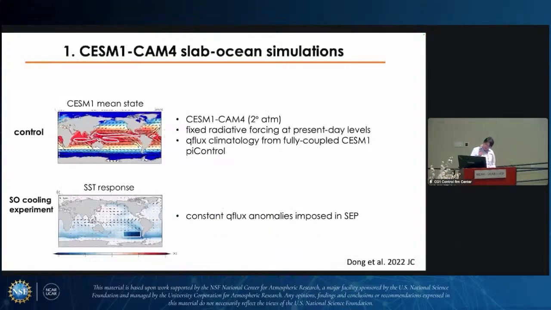I use this slab ocean version of the CESM1 CAM4 model, my favorite model, which you can see later why. With fixed radiative forcing and fixed Q-flux climatology, we can run this long-term control simulation to get a mean state. And then on top of that, I impose this regional Q-flux anomaly in the Southeast Pacific to force the Southern Ocean to cool. So you can see some weak tropical La Nina-like SST response, all consistent with previous studies.